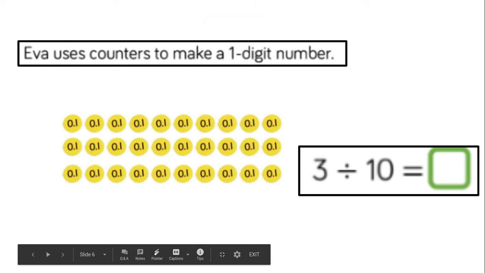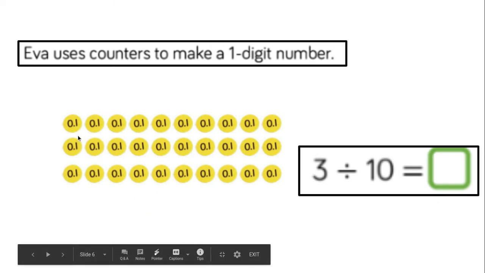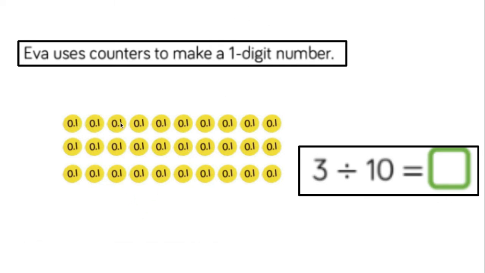So Eva is going to use counters to help her to make numbers 10 times smaller, or to divide by 10. So she is using 0.1 or tenths counters. Now she's made the number 3 because 0.1, 0.2, 0.3, 0.4, 0.5, 0.6, 0.7, 0.8, 0.9, 1. So we've got one row's worth 1, then the other row is worth another 1, and the final row is worth another 1. So I've made the number 3.